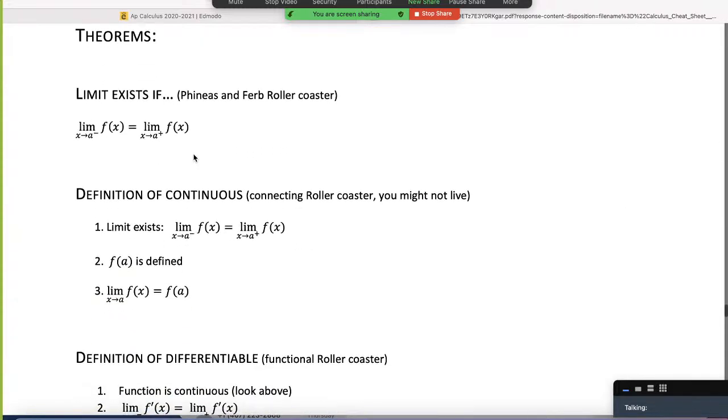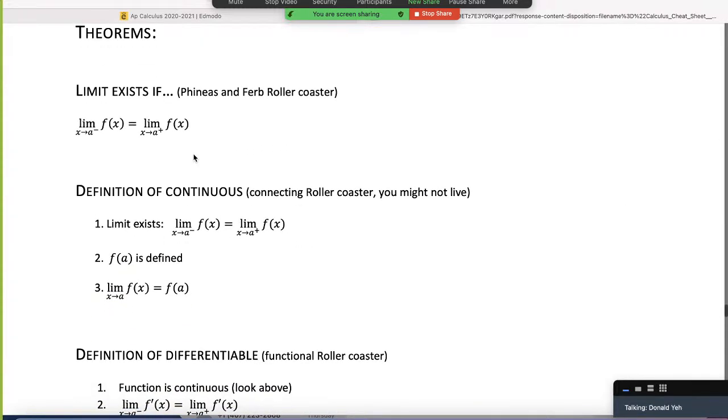Okay, there's a theorems. Phineas and Ferb. Yeah, Phineas and Ferb roller coaster.